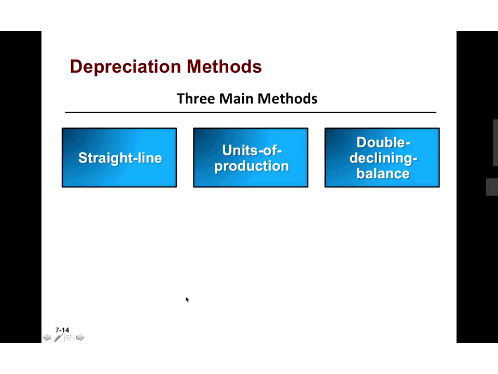There are 3 depreciation methods. We're going to go through all 3 today. We're going to go through straight line, units of production, and double declining balance. A company will pick a depreciation method and stick with it. A company can pick different depreciation methods for different classes of assets. It may decide to use straight line depreciation on its automobiles and may use double declining balance method on its computer systems, for example. But once you pick a depreciation method, you stay with it. You don't change year to year.